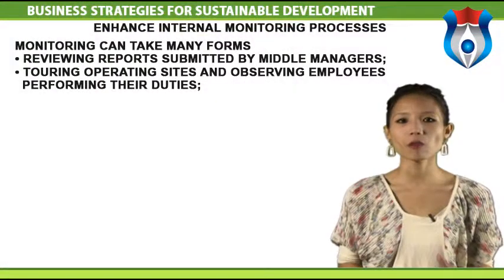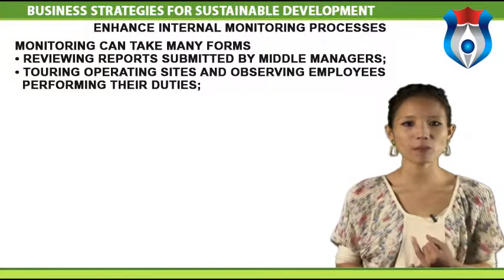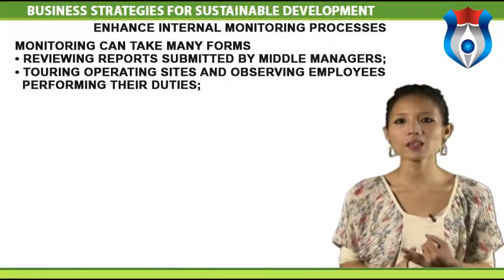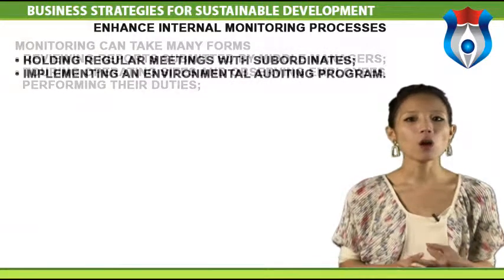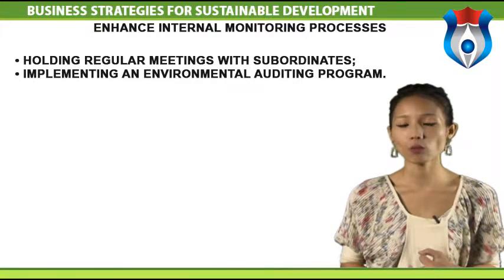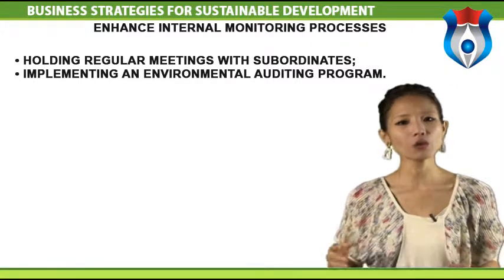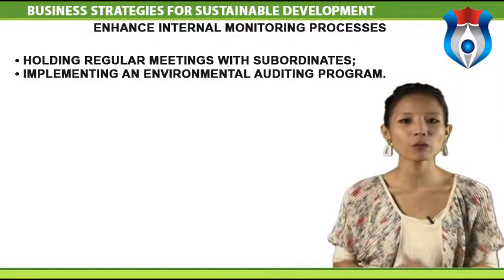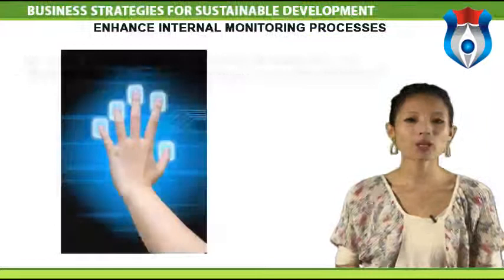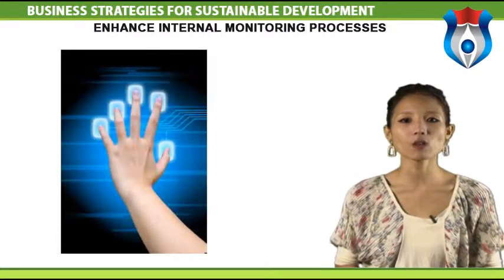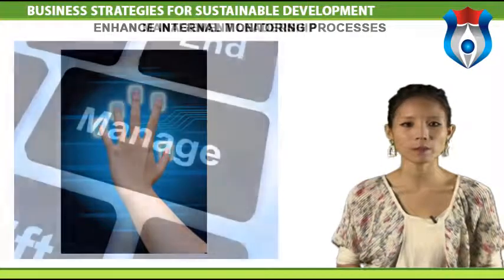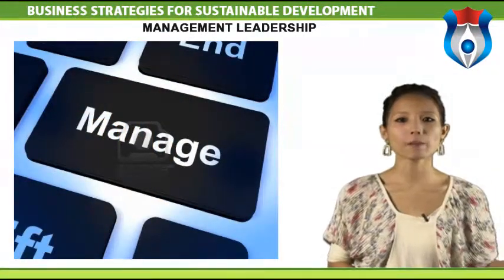Monitoring can take many forms, such as reviewing reports submitted by middle managers, touring operating sites and observing employees performing their duties, holding regular meetings with subordinates to review reports and to seek input on how the procedures and reporting systems might be improved, and implementing an environmental auditing program. Organizing an internal environmental audit is a practical way to monitor the implementation of management policies. Let us move to our next topic, management leadership.